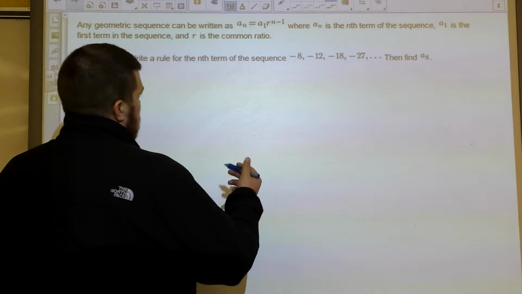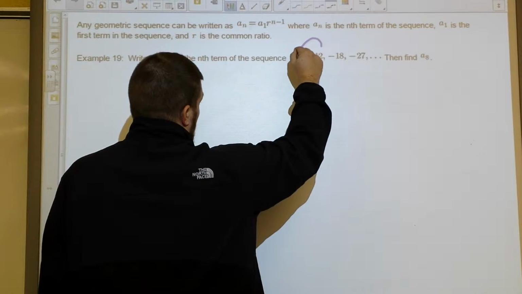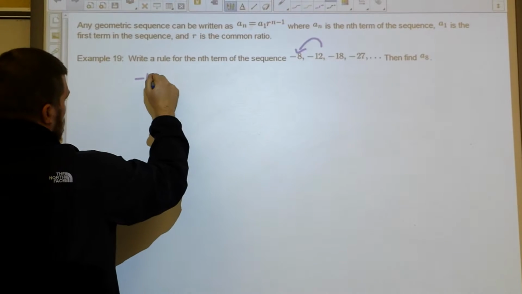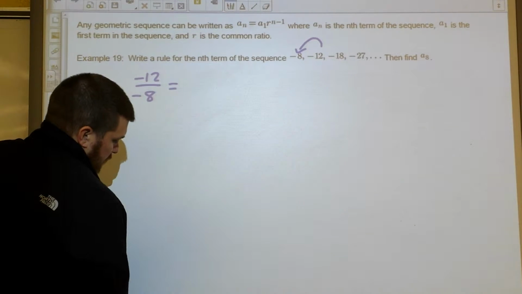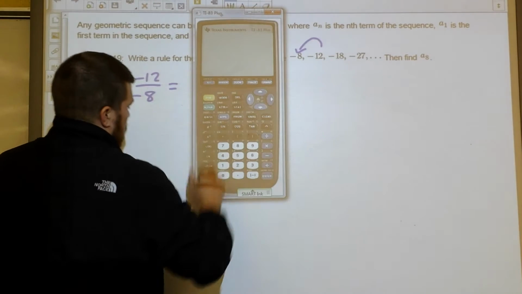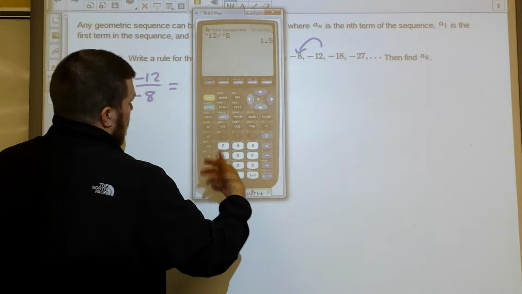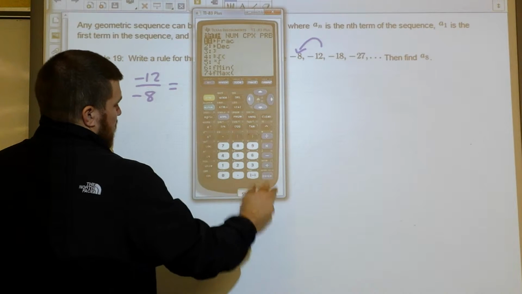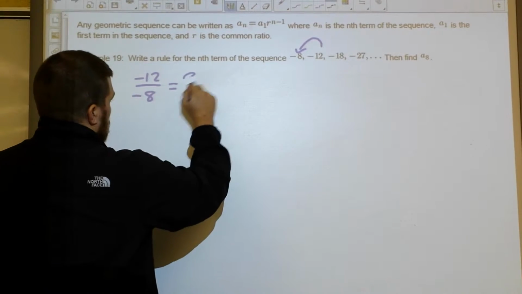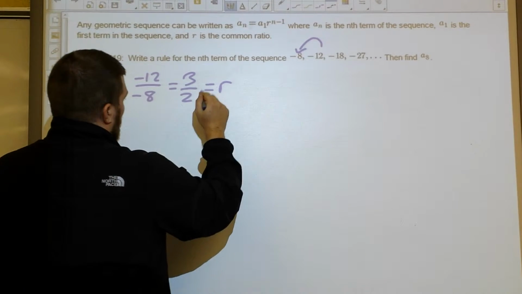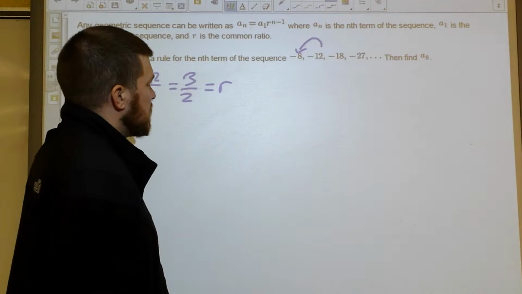Alright, so this is a geometric sequence. If you don't believe me, we can go back and find R. So we do that by dividing. So -12 divided by -8. Again, I'm going to use my calculator, save a little bit of time, I hope. So -12 divided by -8 is 1.5, but I want that as a fraction. So 3/2. And that's my R. Okay, so everywhere I see an R, I'm going to put in positive 3/2.